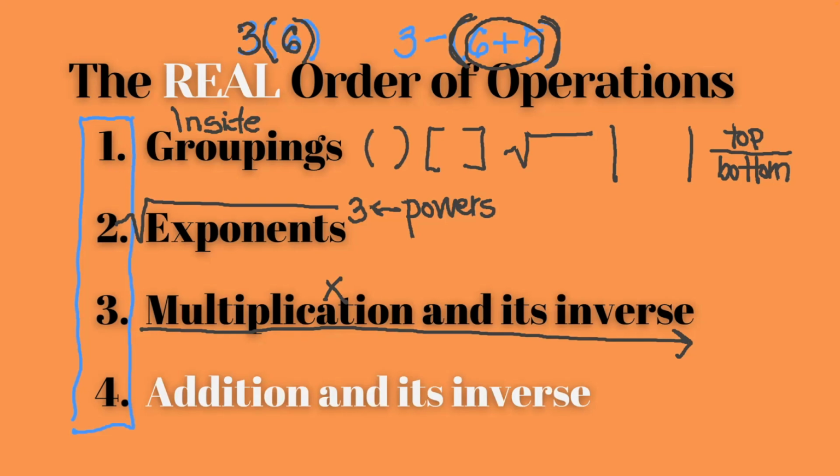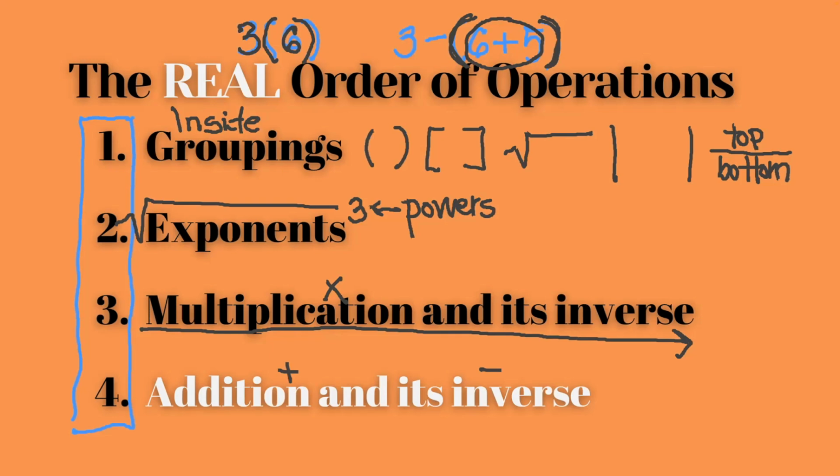And it's really kind of like our order of operations is the opposite of the way we've learned it. We started with addition and its inverse in elementary school. Then we moved on to multiplication and division. We got more complicated with our exponents. We started seeing some groupings. Okay, we're going to work kind of backwards, back to the basics.